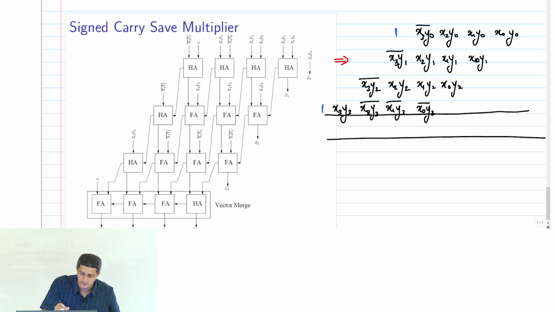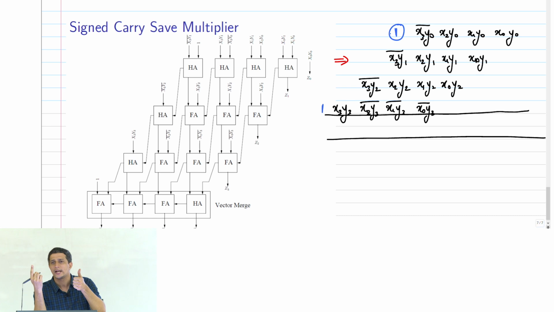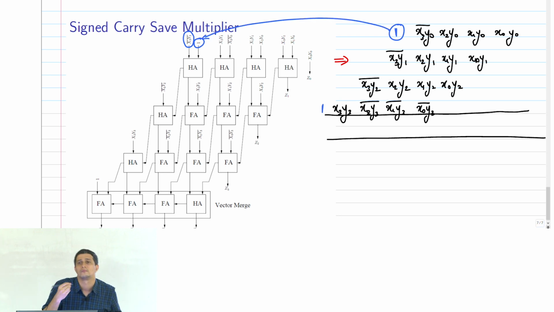This one needed to be added somewhere. Where should it be added? It has to be added where you are adding x3, y1, x2, y2 or x1, y3. That's why where we are doing x3, y1, of course that has to become x3, y1 bar. I am going to add that 1. This 1 comes and sits here.